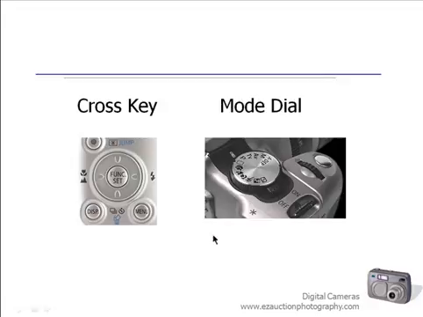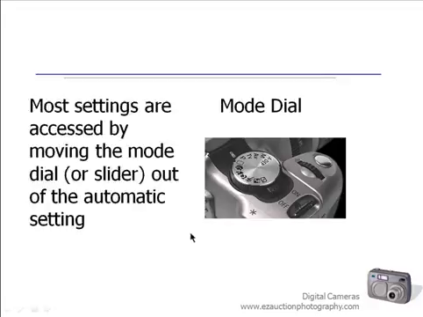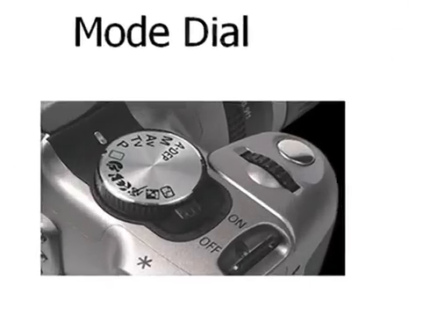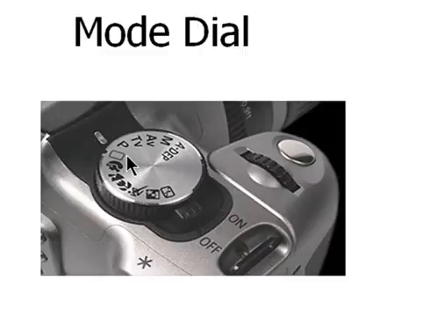So what we're going to start with is talking about the cross keys and the different functions, but I do want to point out to you that when we start talking about some of these advanced functions or some of these presets, you're going to have to make sure that if you have a mode dial or that slider, that your camera is out of the auto settings.